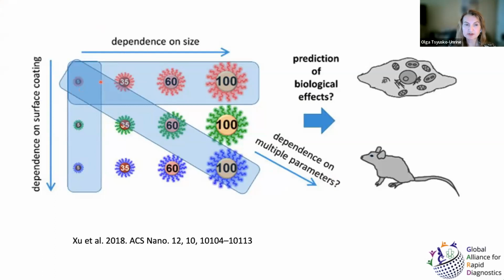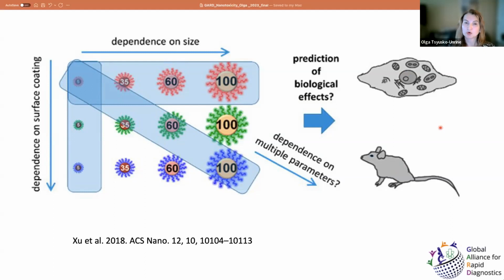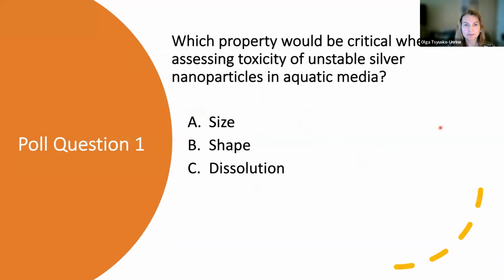Sometimes it can depend on size, right? If you look at different sizes, the toxicity changes with the size. Also, if you have different surface coatings, toxicity can change with the surface coating. And it's not that simple. Often we have multiple factors playing a role. In this case, size and coating both play a role in predicting toxicity. Finally, there is the prediction of biological effects from in vitro screening to in vivo. Are they really directly translatable, or do we need to be on the cautious side?